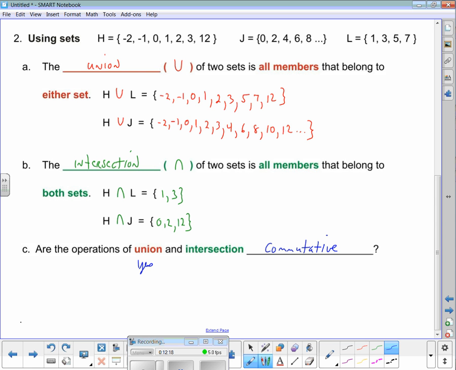How about intersection? For our example here, we have H intersect L. Well, what about L intersect H? It doesn't matter. I can start at L. Is there a 1 in H? Yes, include the 1. Is there a 3 in H? Yes, include the 3. Is there a 5 in H? No, don't include the 5. Is there a 7 in H? No, don't include the 7. 1, 3. And the answer is yes. Both union and intersection, both those operations are commutative.